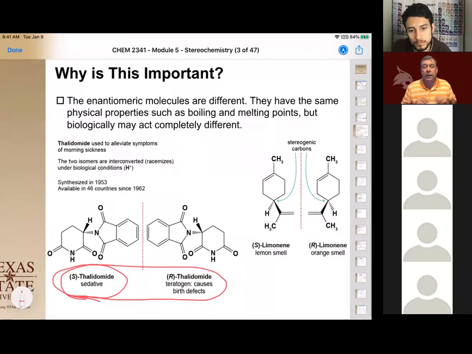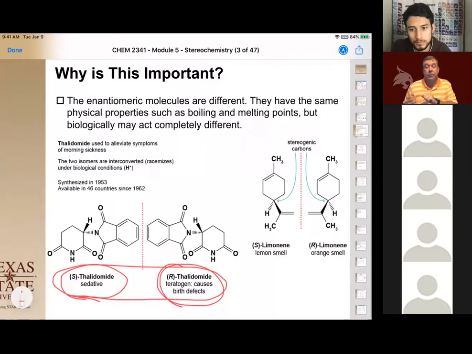There were thousands of children born with birth defects because of this other isomer. Years later, when they finally figured this out and only sold the S, they still had no customers because nobody could trust it. Nobody understood that the R and the S was the control. So which isomer you have is very important, and identifying them is very important as well.